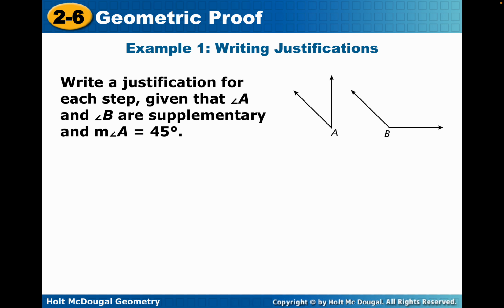Pay attention to what I want you to write. Okay, this is what it says, all right? In your box, you can draw those angles on the right, but in your box, this is what I want you to do. I want you to write the word given, and then put like a colon, and then I'm going to write angle A and angle B are supplementary. And then the measure of angle A equals 45 degrees. So write that.